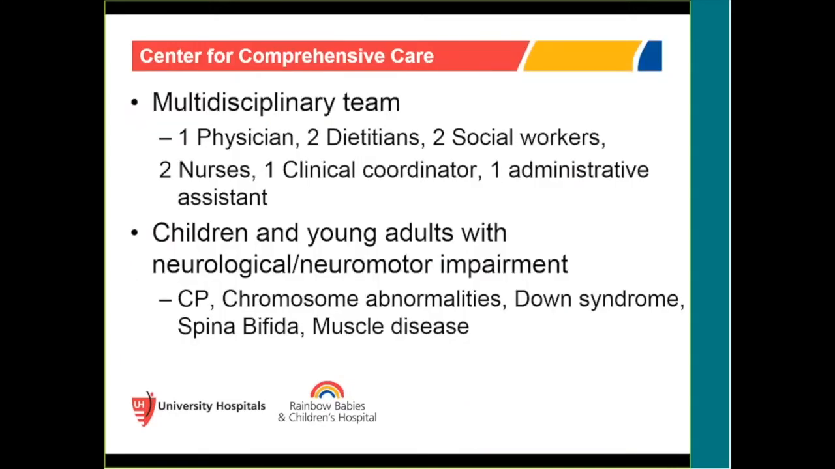I'm the dietitian that's part of a multidisciplinary team that cares for children with special needs. The children in our program have cerebral palsy, chromosome abnormalities, Down syndrome, spina bifida, and muscle disease. One of the roles of the dietitian in our clinic is to obtain the measurements on the children that are unable to stand. We also obtain some body composition measurements, such as skin fold measurements and mid-upper arm measurements.